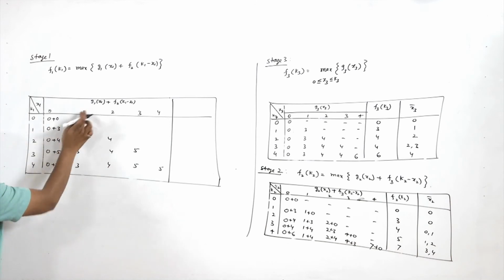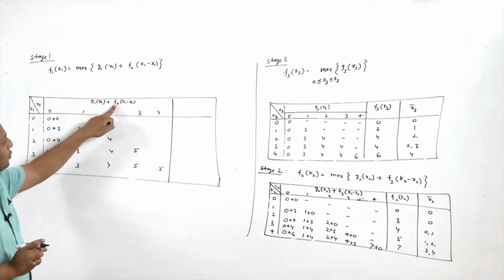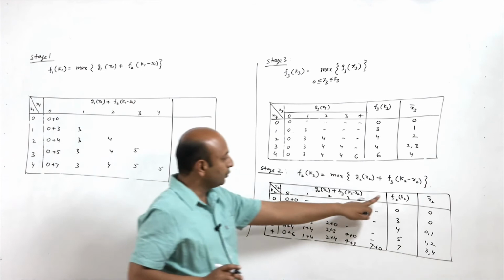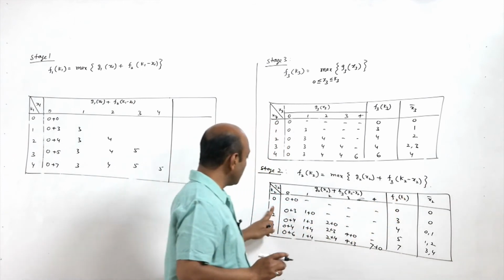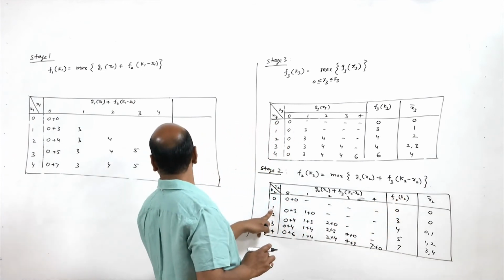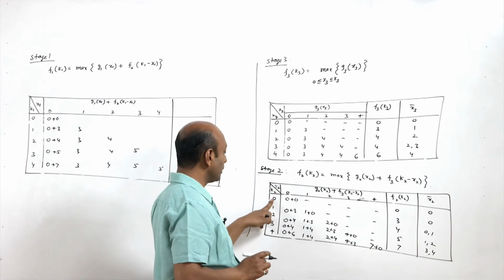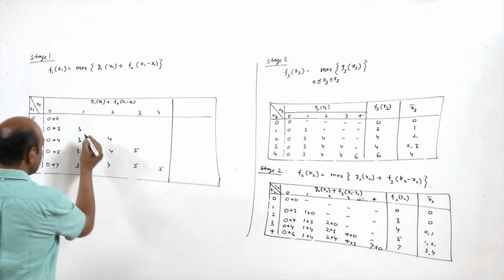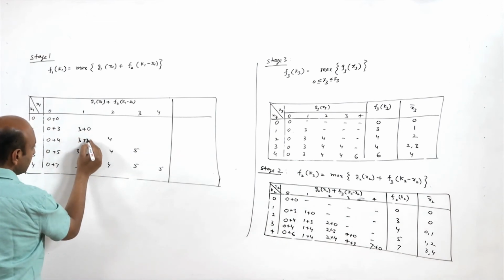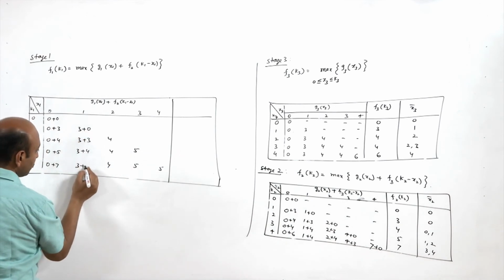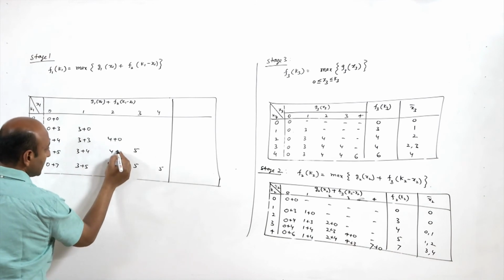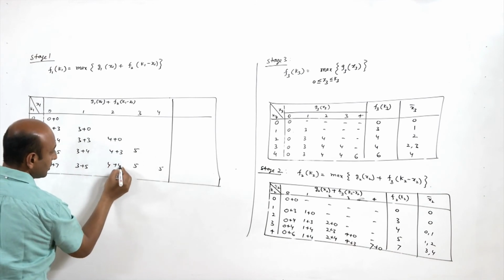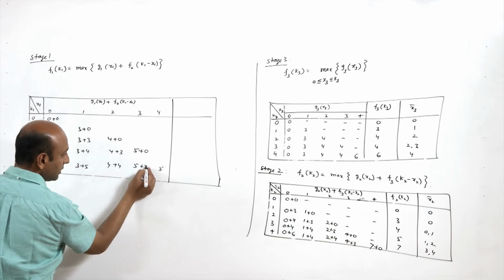It is 1 minus 1. 1 minus 1 is 0. So F2 1, where K2 is 1 here. 1 minus 1 is 0. So F2 0 is 0. So it is plus 0, plus 3, plus 4, plus 5, again plus 0, plus 3, plus 4, plus 0, plus 3, plus 0.